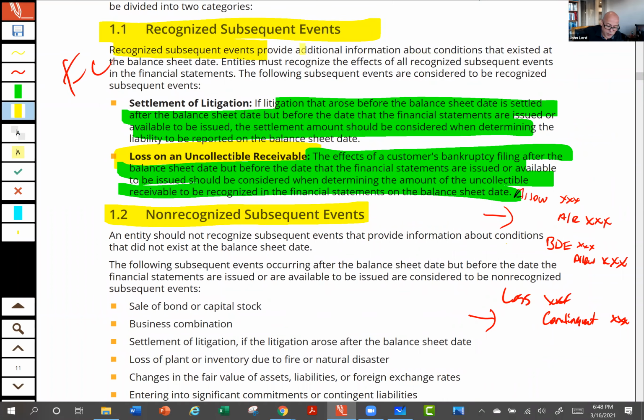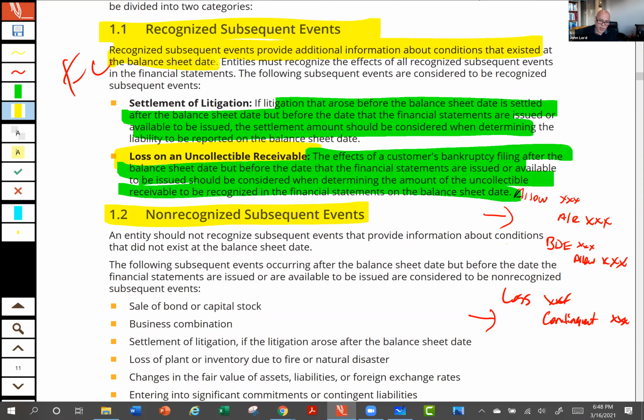Recognized subsequent events provide additional information about a condition that existed at the balance sheet date. Bankruptcy, writing off a client, and a loss from the settlement of litigation are specifically called out in the standards as recognized subsequent events. So you have to remember that.